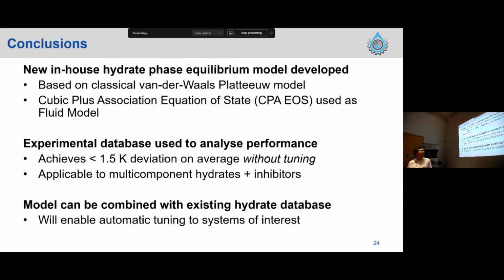So to round it up, I've shown you the newest improvements and update on our in-house hydrate phase equilibrium model using the CPA equation of state. And we've shown that it achieves a 1.5 Kelvin deviation or less on average without tuning. And I've talked about how combining this model with our database to develop improved automatic tuning algorithms is of interest.